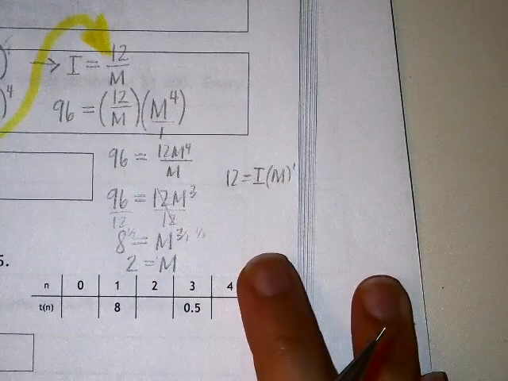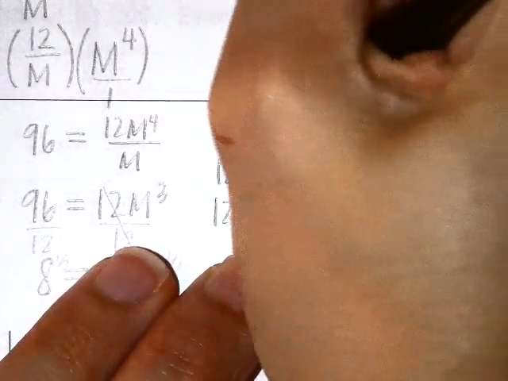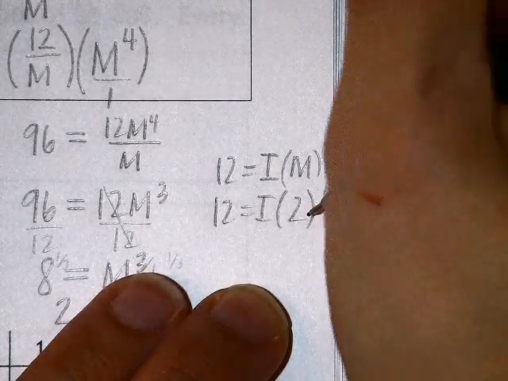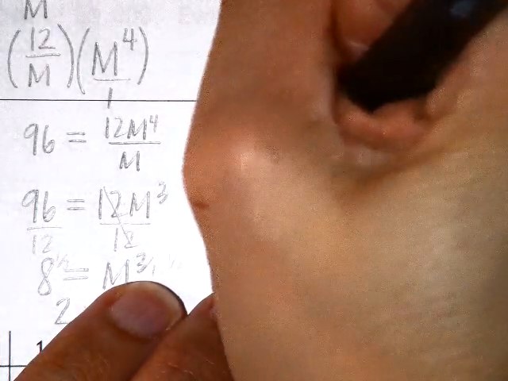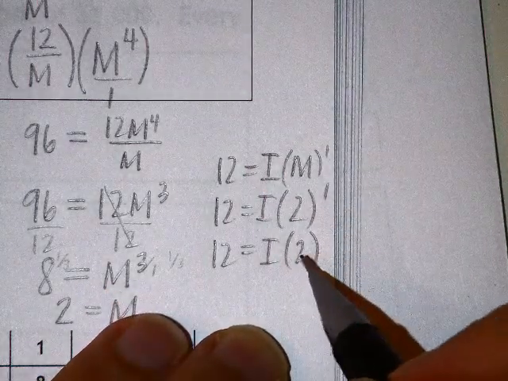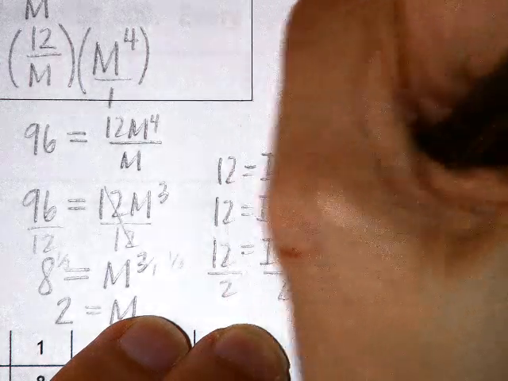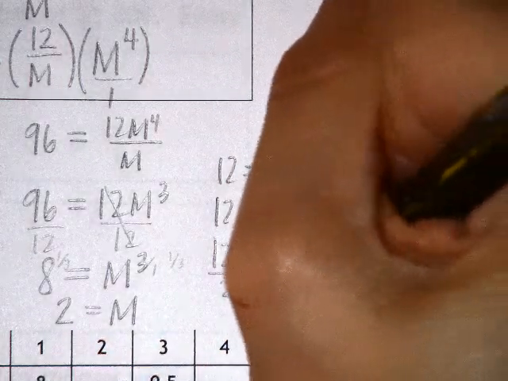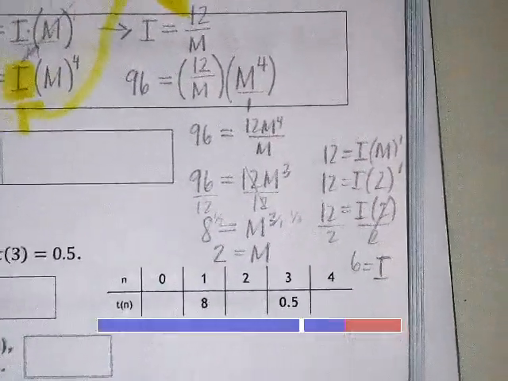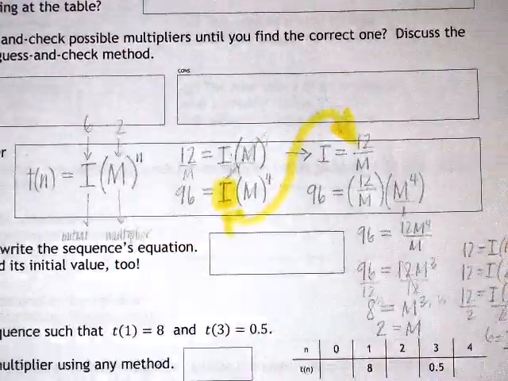So if I plug in the m that I just solved for, then I have 12 equals I times 2 to the power of 1. 2 to the power of 1 is just 2, so I'll clean that up. 12 equals I times 2. To get rid of times 2, I can divide by 2. And that means that I is equal to 6. So now I know that the I, or the initial value, must have been 6.